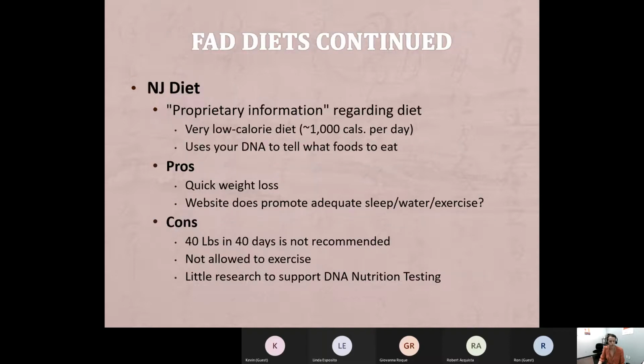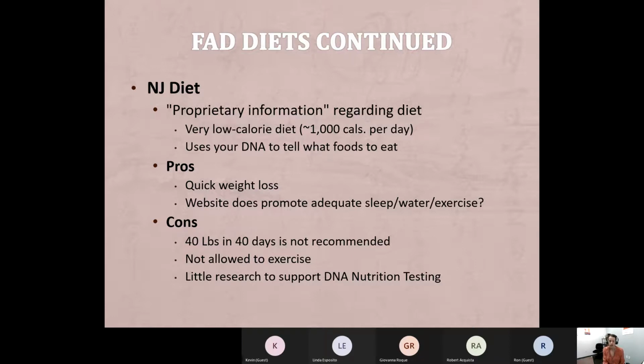All right, so another one is the NJ diet. It has proprietary information, so we really don't know exactly what it involves, but I do know it involves very low calorie diets, and it apparently uses your DNA to tell you what foods to eat. I do a lot of nutrition research, and I have a master's degree in nutrition, and I've never found any substantial evidence of true blue DNA telling us what to eat.